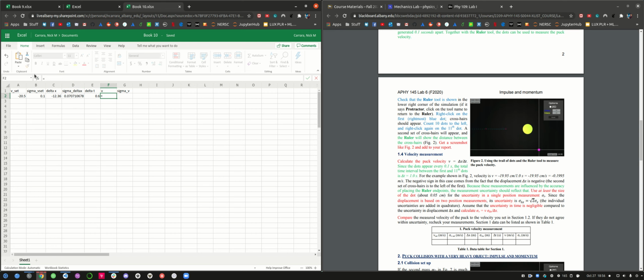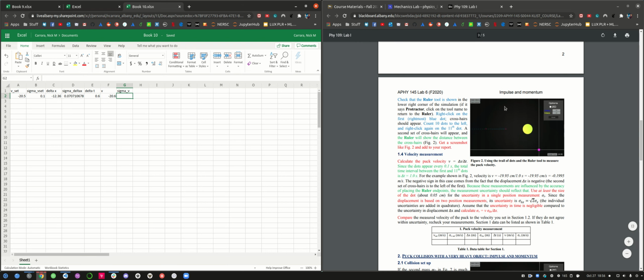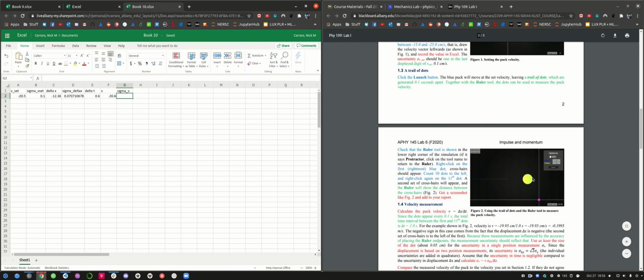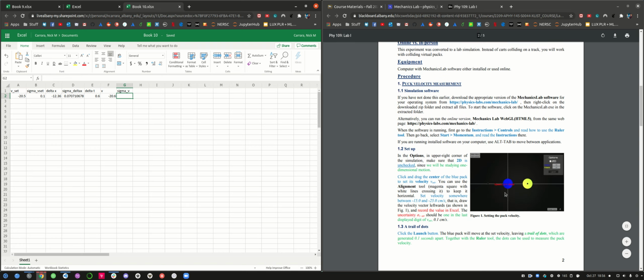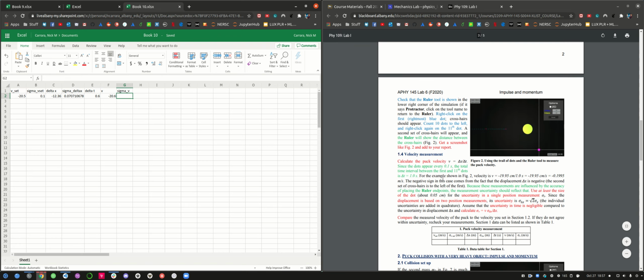And since I have a delta x and a delta t, my v is just going to be this divided by that, minus 20.6, and yeah, that looks pretty good. Exactly what I would expect. The sigma v, you want to calculate that with quadrature. See if they give us the formula somewhere.